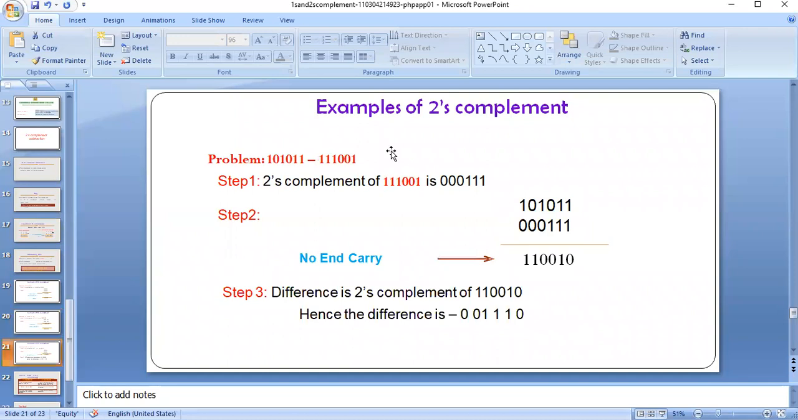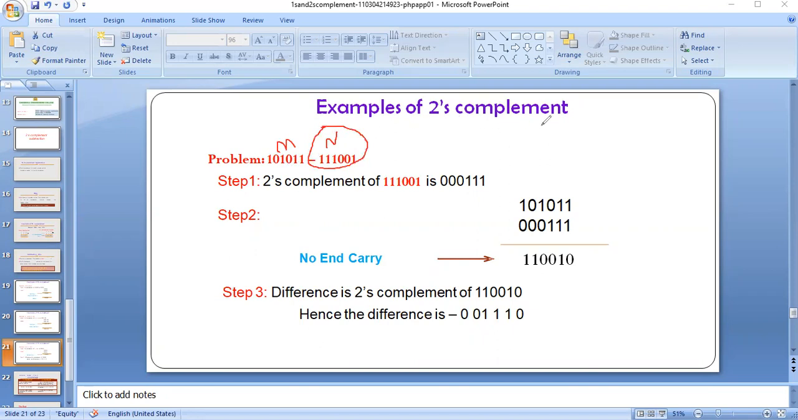So here I'm taking one more example. This is the problem, and this is the minuend and this is the subtrahend. See here, the number of bits are equal. Okay, so in the first step, what we have to do? We have to find the 2's complement of the subtrahend.